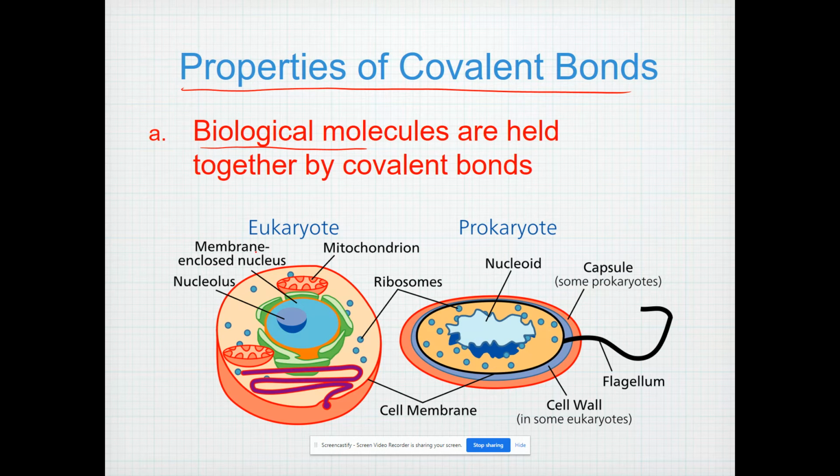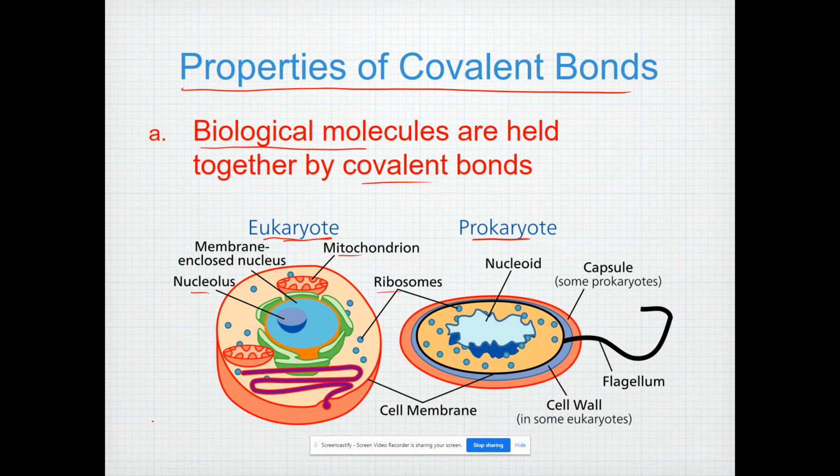So all of the things that you see, whether it's a eukaryote, we haven't learned this yet, but a eukaryote is like a plant or an animal or fungi, and prokaryotes are like bacteria. And so all of the things in these cells, all of the different organelles, the mitochondria, you know, the powerhouse of the cell, ribosomes, the nucleus, this is the nucleolus, but all of those things, the molecules that make up those things are held together by covalent bonds.